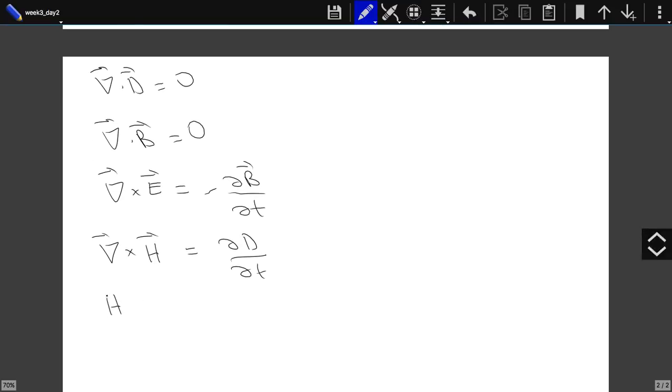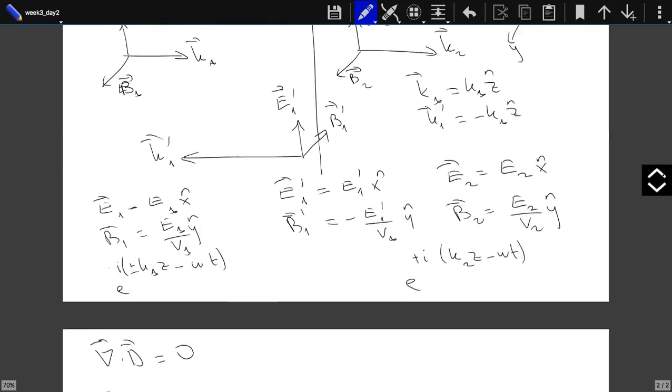And furthermore, H is equal to B over mu. And D is equal to epsilon E. So these are the relations we have. Now let's look at what they mean. You see, I will be looking at how the D, E, B, H fields change as I go from one side of my surface to the other side of my surface. So here basically that's what I have.